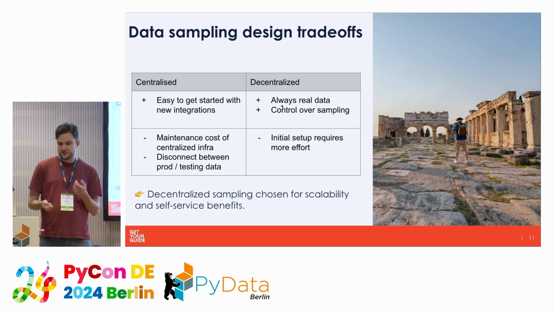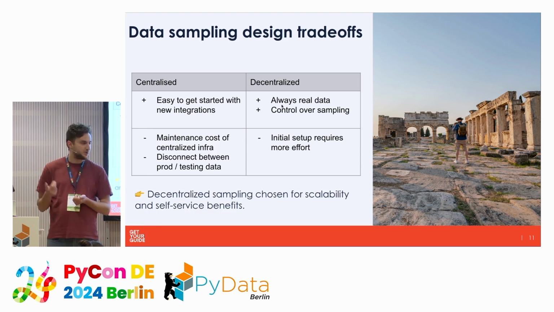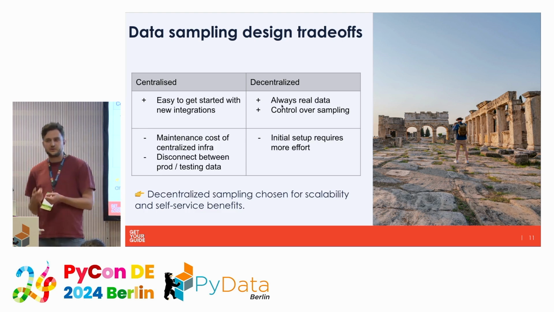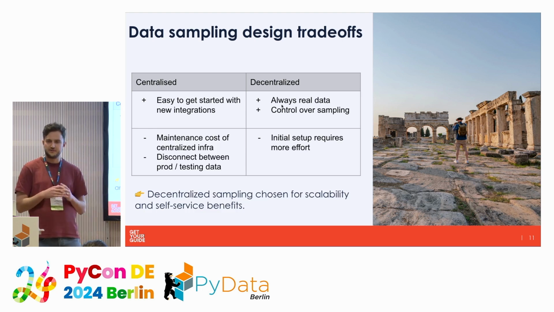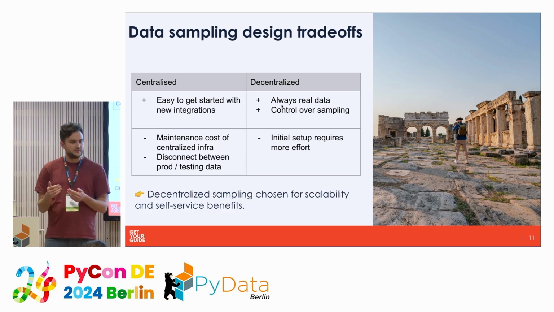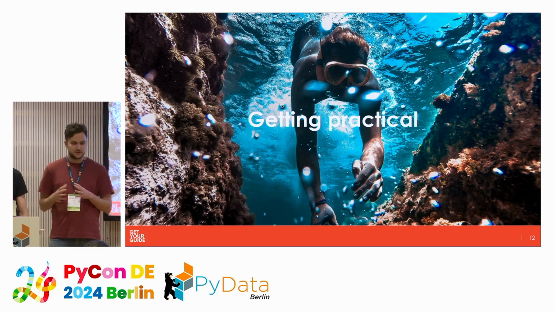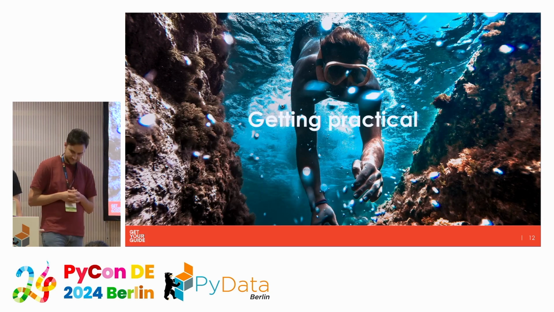After analyzing these options, we opted for decentralization because it's a more scalable option and allows one to be self-service and understand completely in their own pipeline what the constraints and logic around sampling are. With that, let's get a bit more practical here.